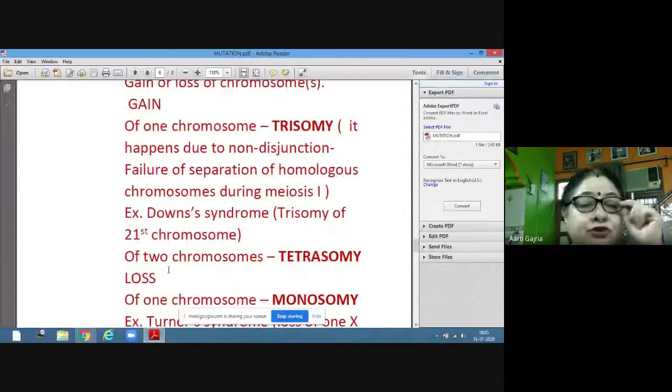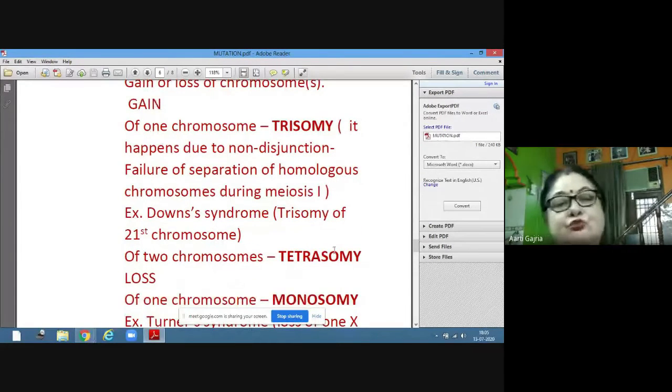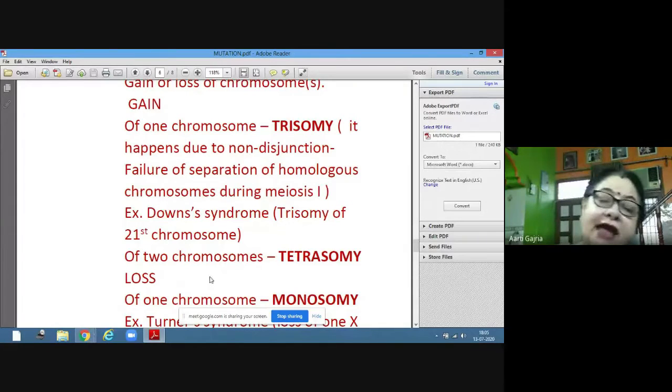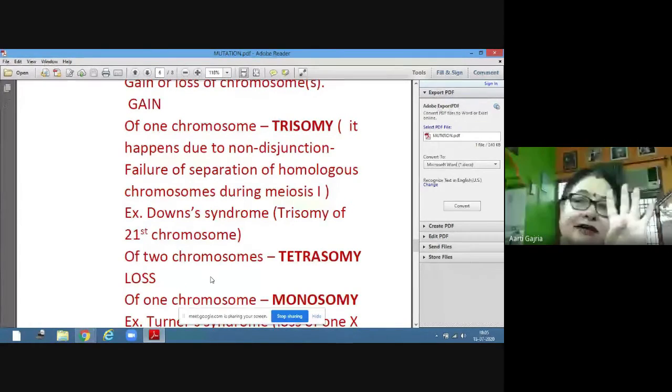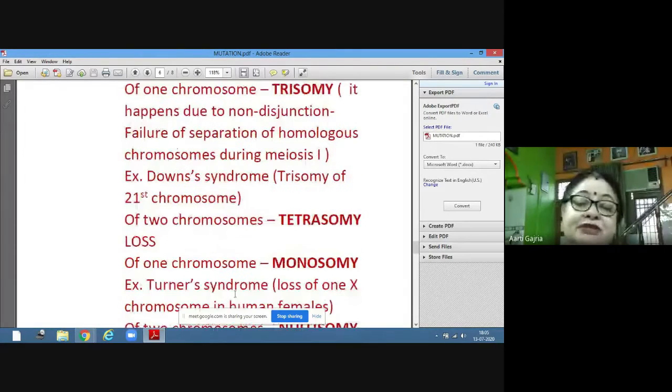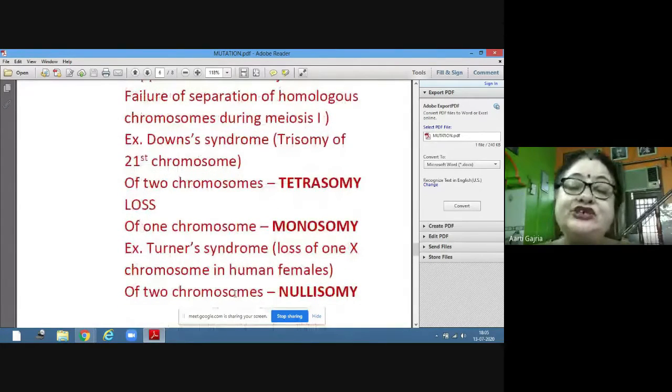Now, suppose there is gain of two chromosomes. That means the egg is also having two and the sperm is also having two. So the result would be tetrasomy. That means one set having four chromosomes. Normal is two, but it is having four, and that is called tetrasomy. So trisomy and tetrasomy.